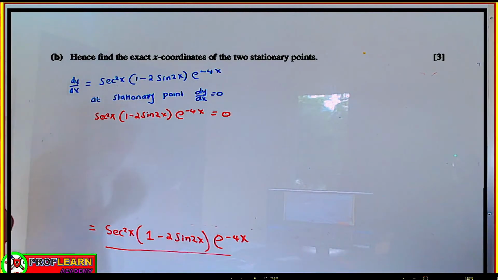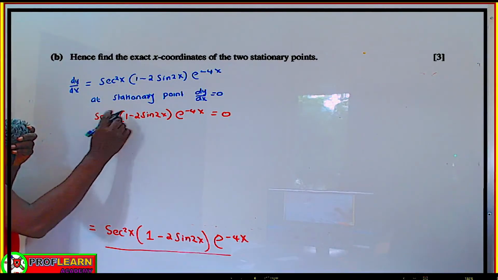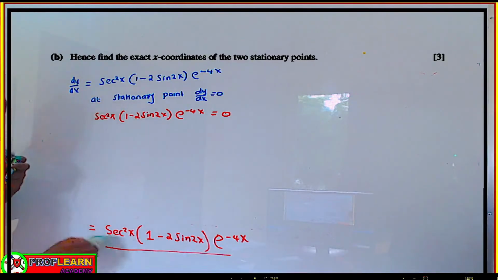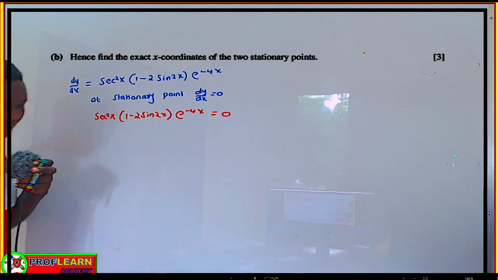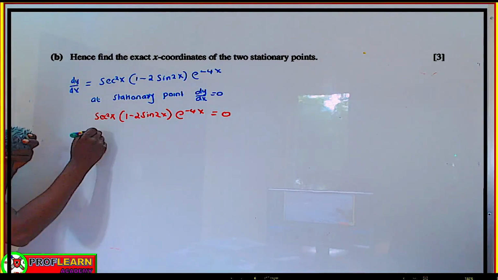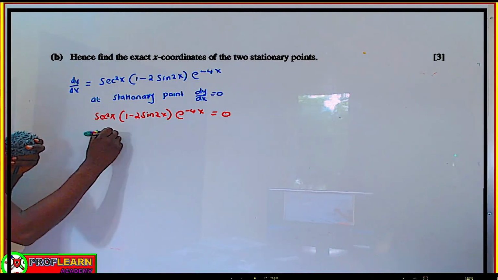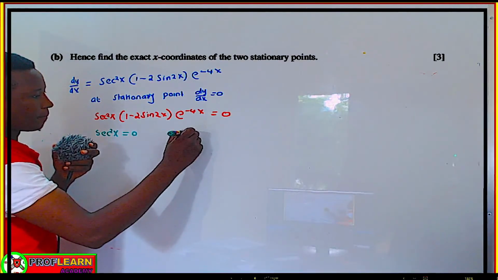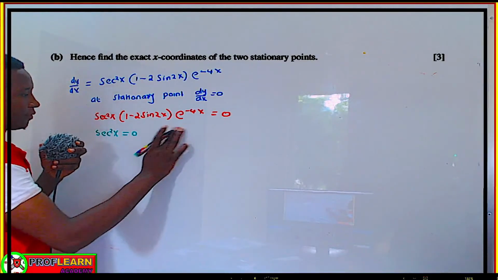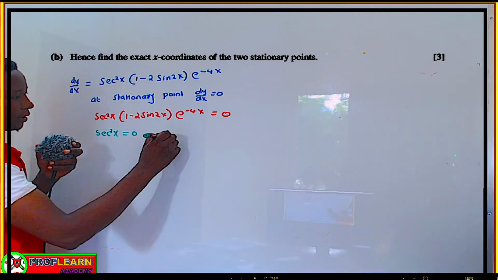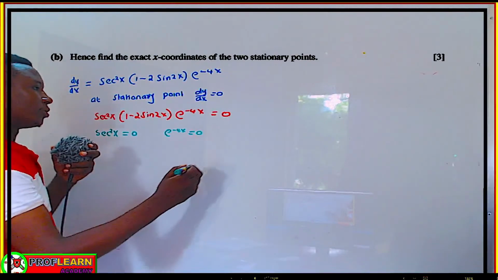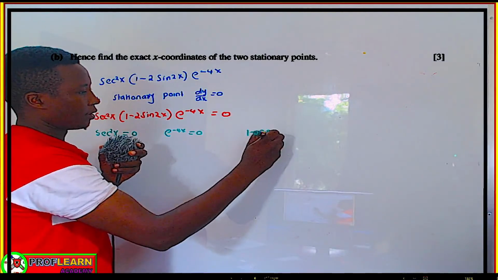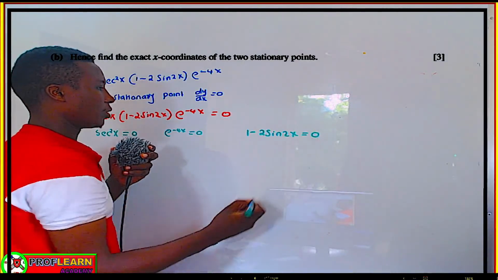So at this given point, we have three parts of this equation. Therefore, we can say the first part, sec squared x, can be equal to 0. So we can say the first equation, sec squared x, equals 0. We can also say exponent minus 4x is equal to 0. And we also can say 1 minus 2 sine 2x is also equal to 0.